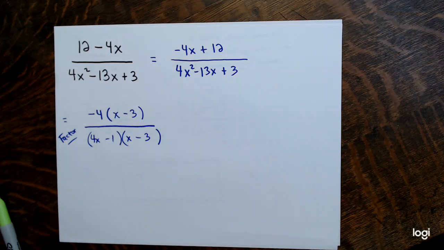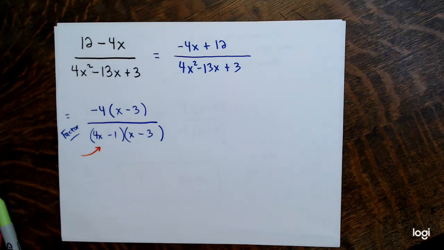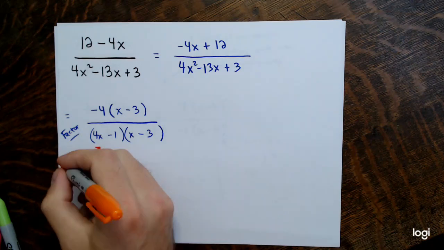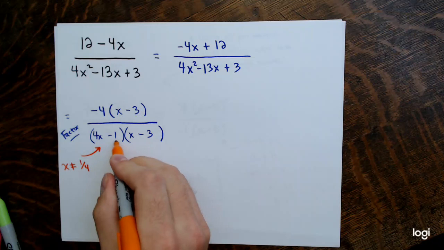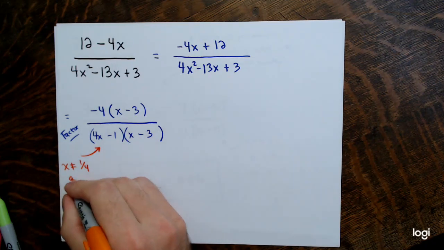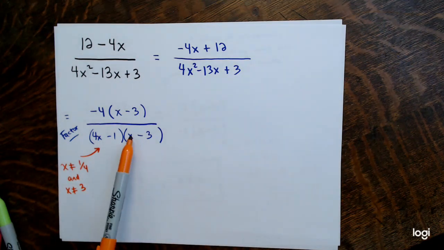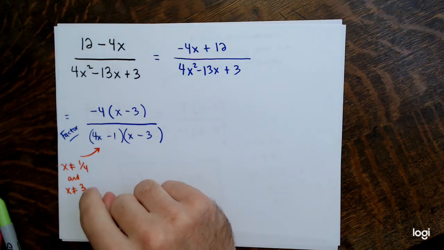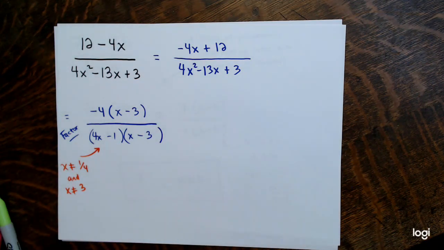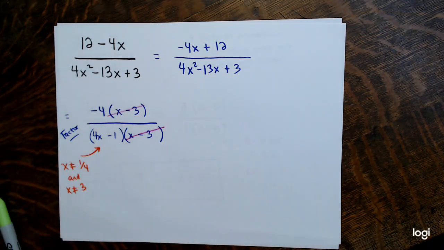After I have factored the denominator, again I look at the denominator and ask, what makes the denominator 0? What makes this expression undefined? So I'm seeing here that x cannot be a fourth, because that would make this factor 0, and x cannot be 3, because that would make that factor 0. As long as I'm not plugging in one of these numbers, I'm okay. I can cancel these common factors of x minus 3.